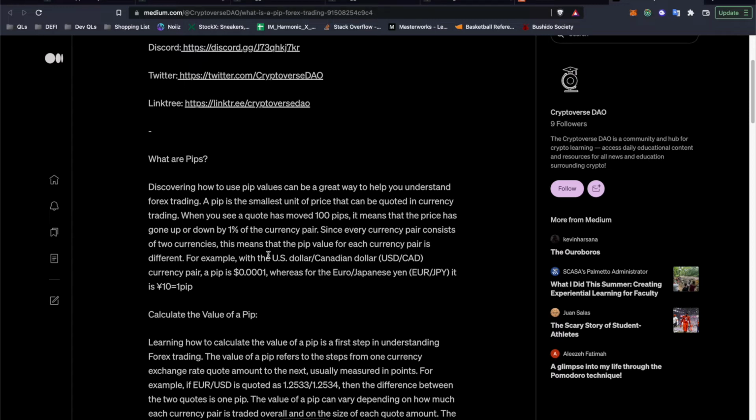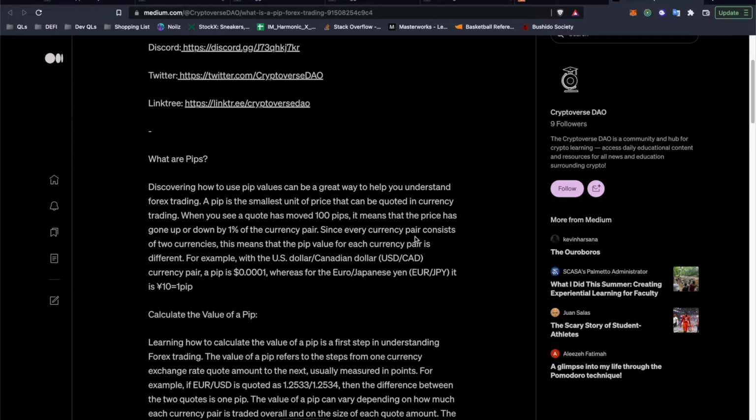All right, so I think that's fairly self-explanatory, but if it doesn't make sense to you, read it again, because that sentence is pretty sound. If you see that a quote has moved 100 pips, that is 1% of the total value of the currency pair that it has gone down or up by. Since every currency pair consists of two currencies, this means, like I said before, that the pip value for each currency pair is going to be different, obviously.